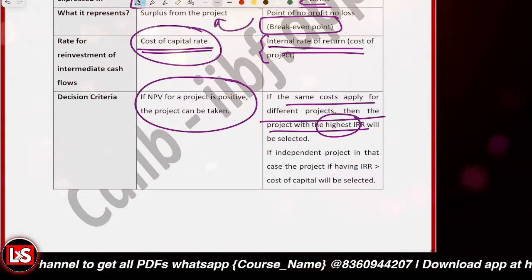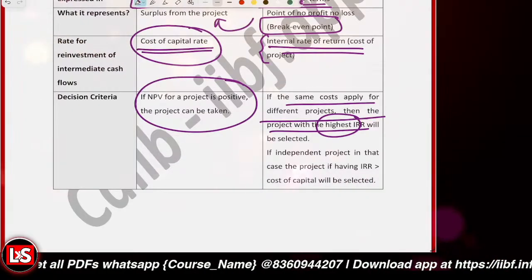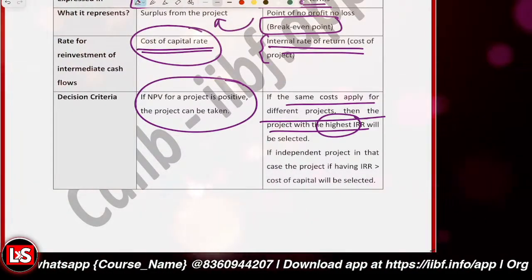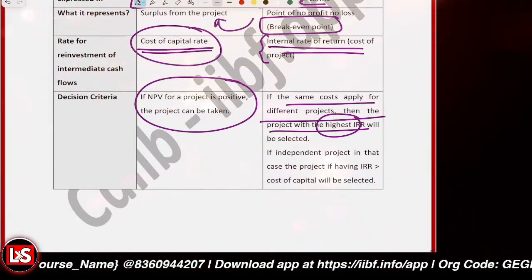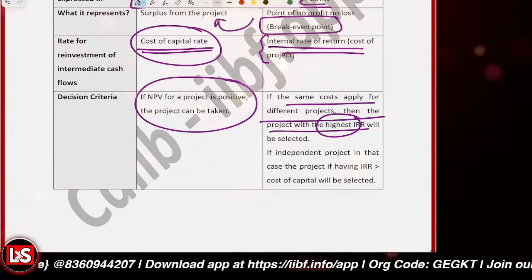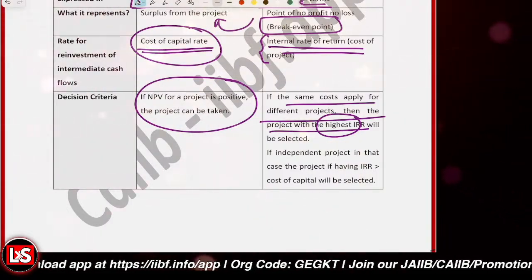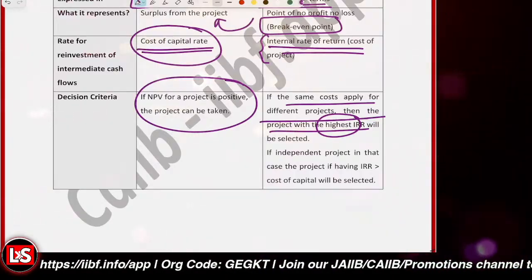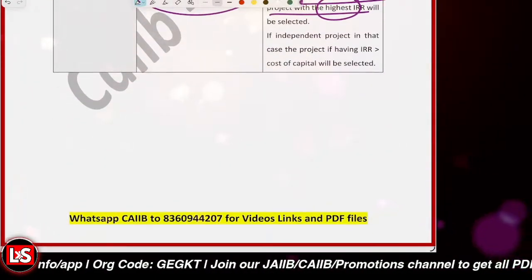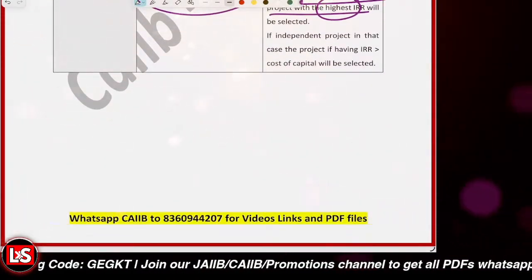Okay. So generally NPV is preferred because it maximizes shareholder wealth. It uses realistic reinvestment assumptions, and it gives the absolute value of the addition. So that will be all related to this particular session.